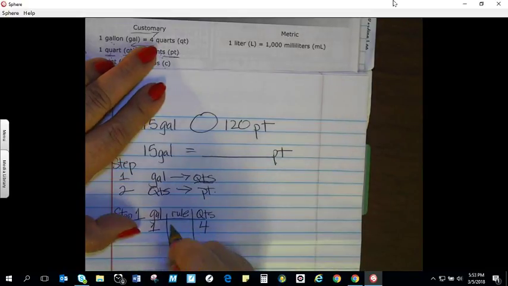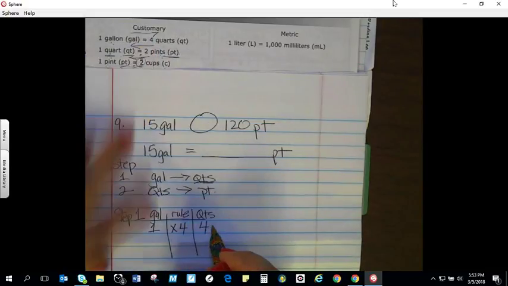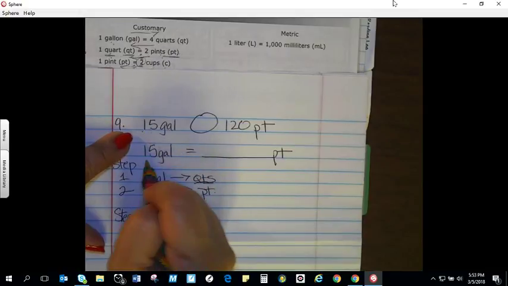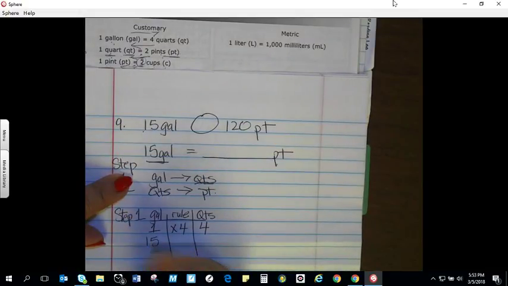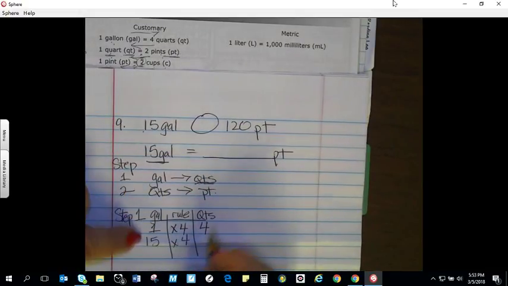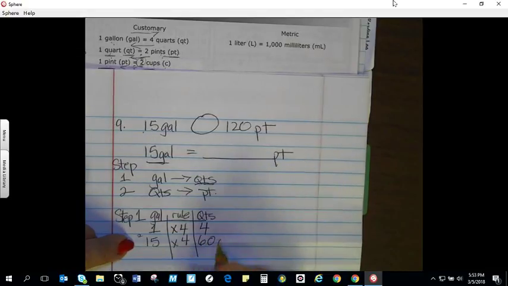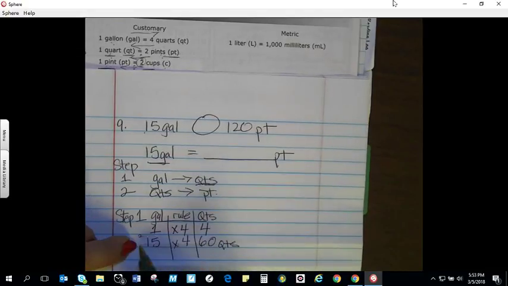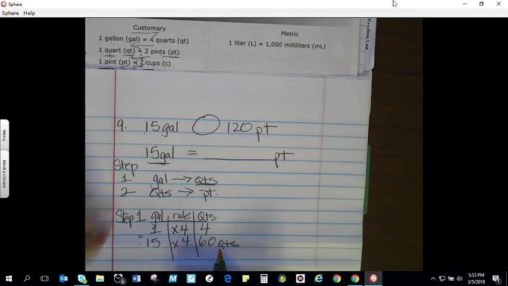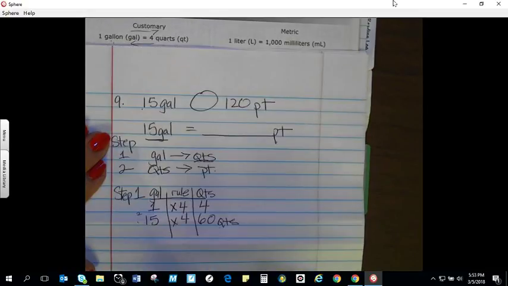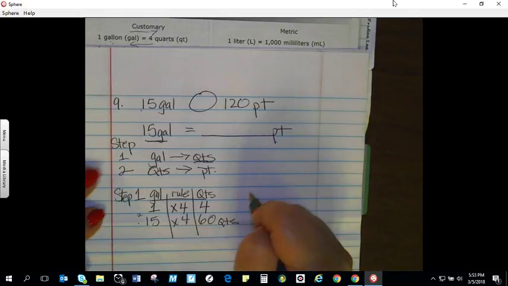So I multiplied 1 times 4. Okay, well, it gave me 15 gallons. So 15 times 4, and 4 times 5 is 20. Carry my 2. 4 times 1 is 4 plus 2 is 6, so 60. So 15 gallons is equal to 60 quarts. That's step 1. Now I'm going over here to step 2.